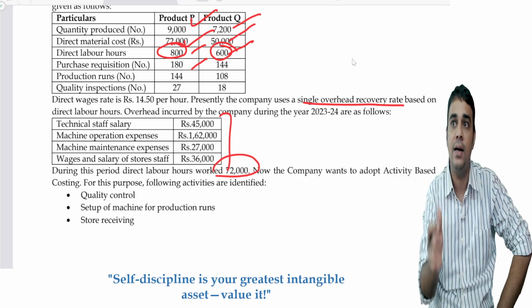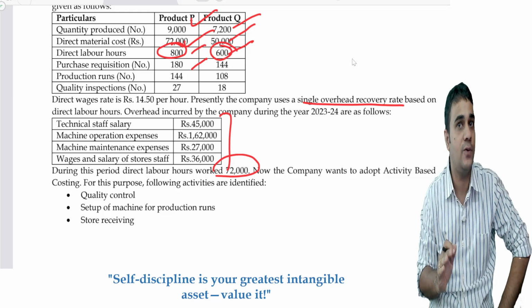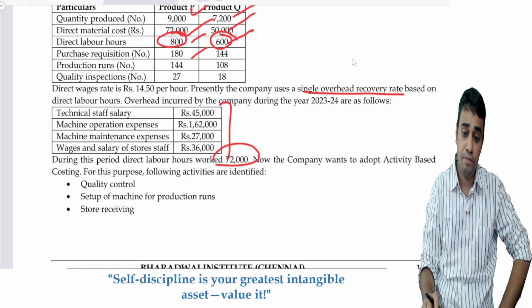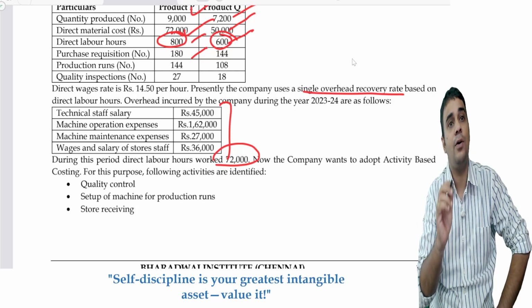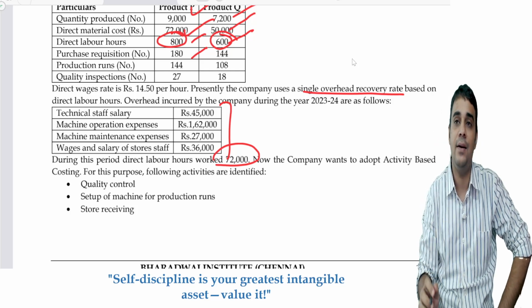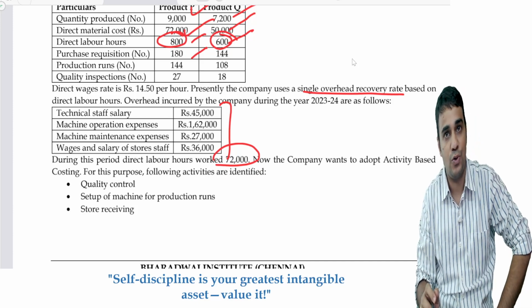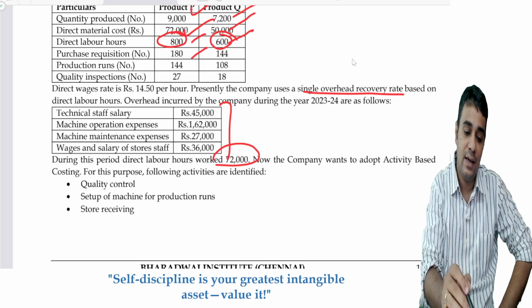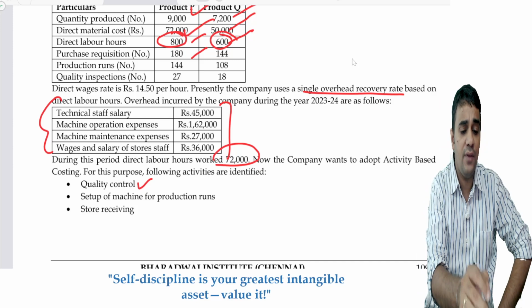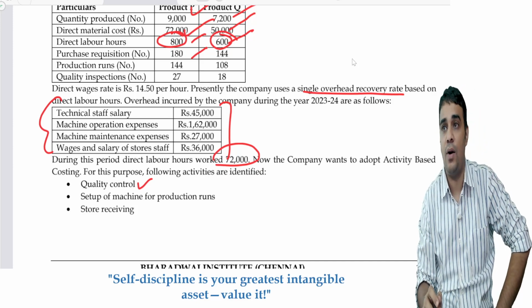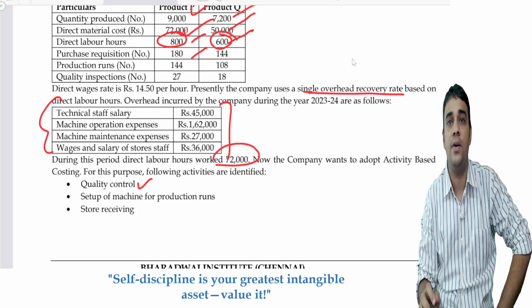You cannot add the CDQ and say that will be the CDQ of step 3. Now these are the overhead costs: technical staff salary, machine operation, machine maintenance, and wages and salary of store staff. The headache for me is activity name is quality control, but they have not given quality control cost.